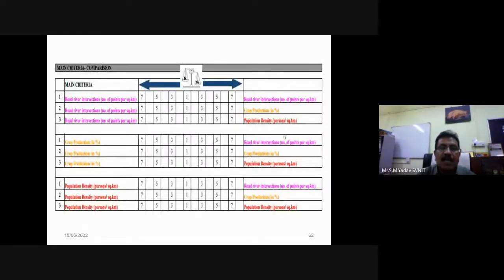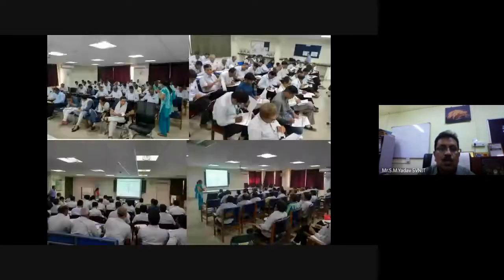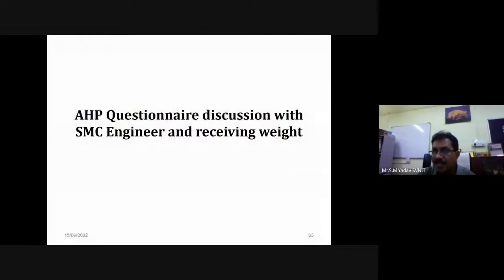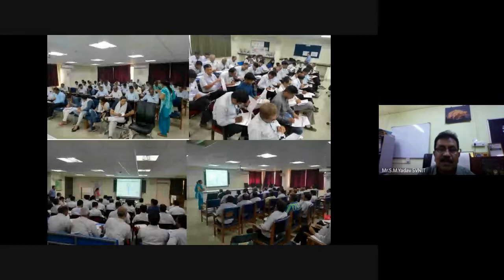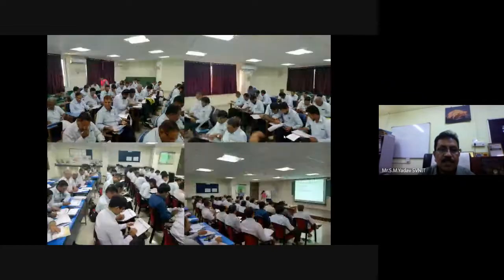This is the criteria for vulnerability, 3 criteria, and 3 criteria are compared with the 3 criteria. So such a type of questionnaire has been prepared and that has been distributed to SMC engineers, design engineers, academicians, experts working in the area of floods. So this you can see here. These are all Surat Municipal Corporation engineers, and we have asked them to fill this questionnaire survey form. This is another picture where they are filling the questionnaire survey.